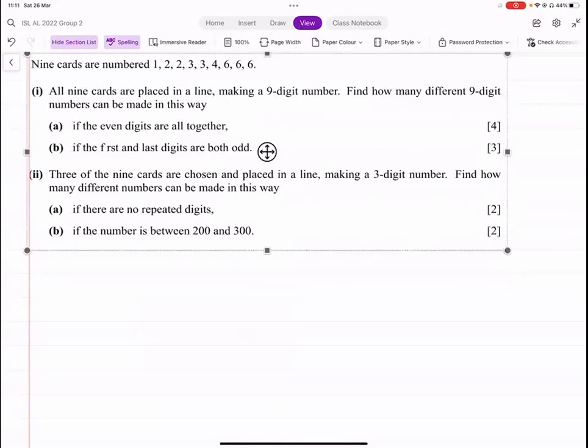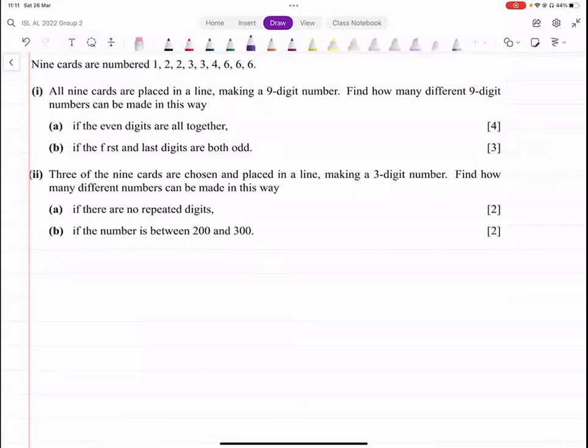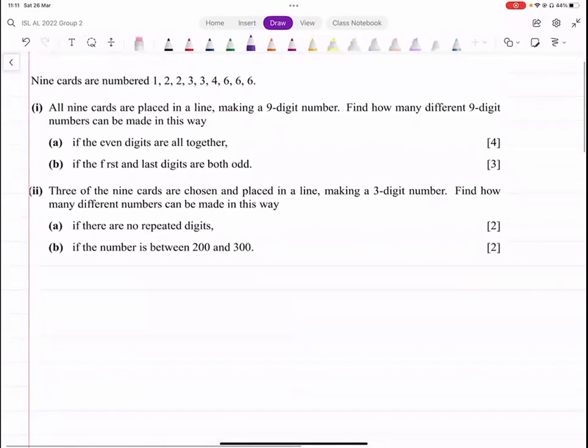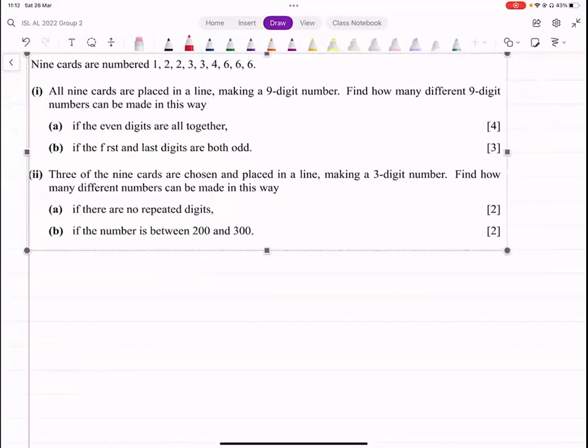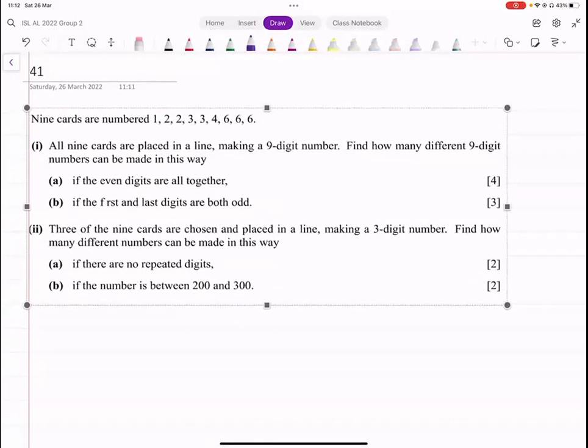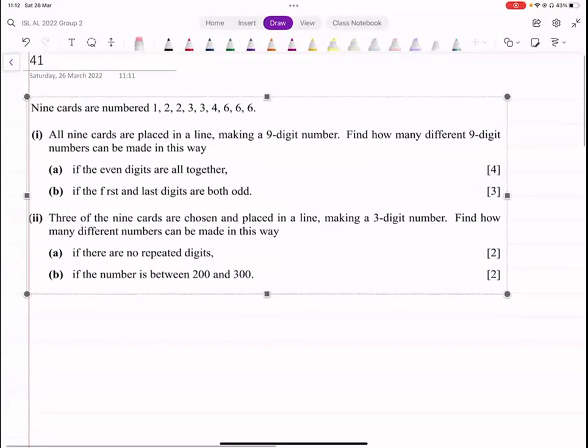Okay. So you've got 9 cards that are numbered 1, 2, 2, 3, 3, and so on. We want to place all of those 9 cards in a line, making a 9-digit number. Find how many different 9-digit numbers can be made in this way if the even digits are all together. Even digits all have to be together. How do you figure this out? Part 1.